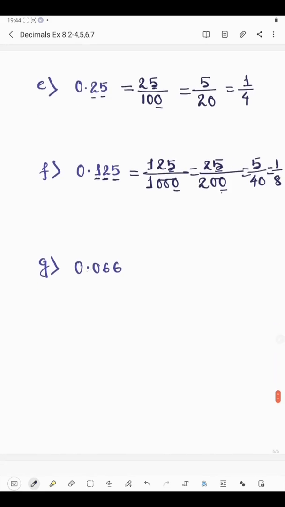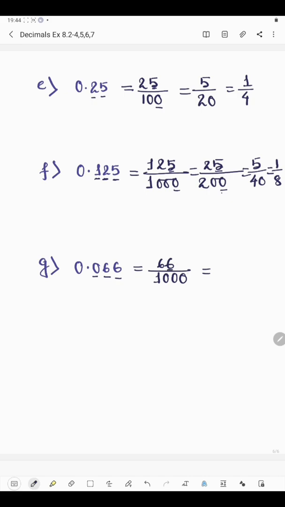In the last part we have 0.066. Now if you remove the decimal, what will you get in the numerator? 66. Now here after decimal there are 3 digits, so we will have 3 zeros with 1. Okay, since after the point 3 digits are there, so 3 zeros will be there with 1 in the denominator. Okay, now we have got the fraction. Now we will convert it into lowest form.